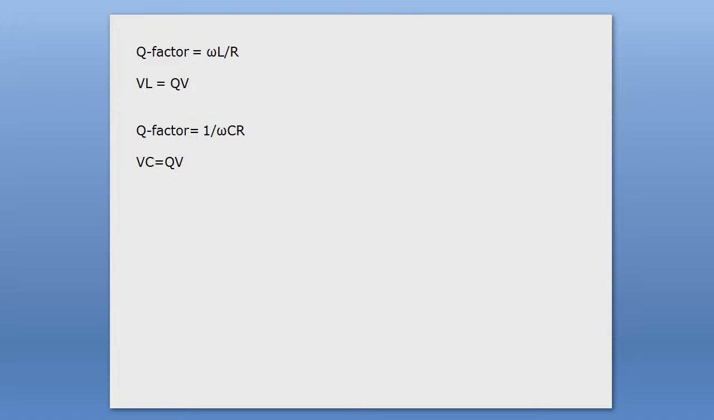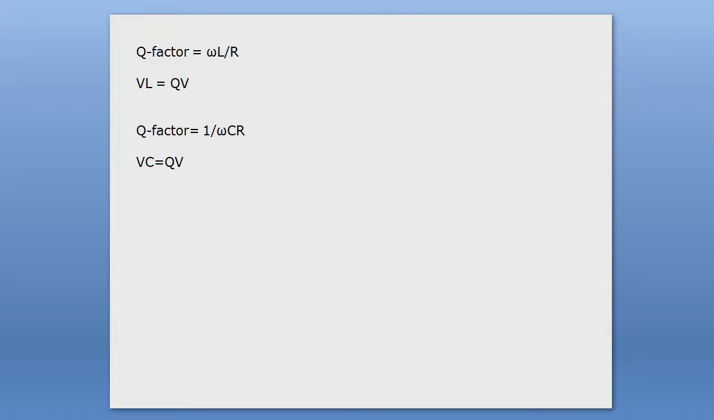Less is R, more is quality factor. Actually, quality factor is the ratio of energy stored to energy dissipated, because you know that capacitor and inductor are energy storing elements, and resistor dissipates energy. So stored energy divided by dissipated energy. If dissipated energy is high, R is high, then quality factor becomes small.